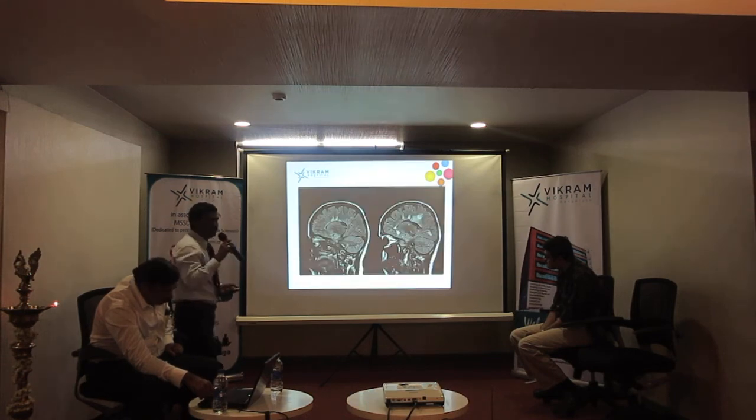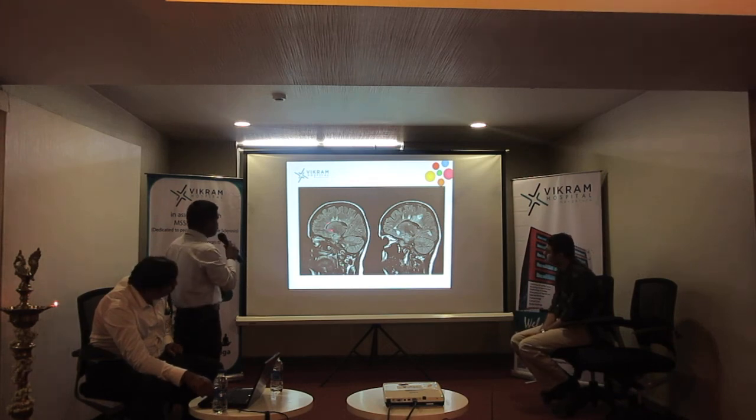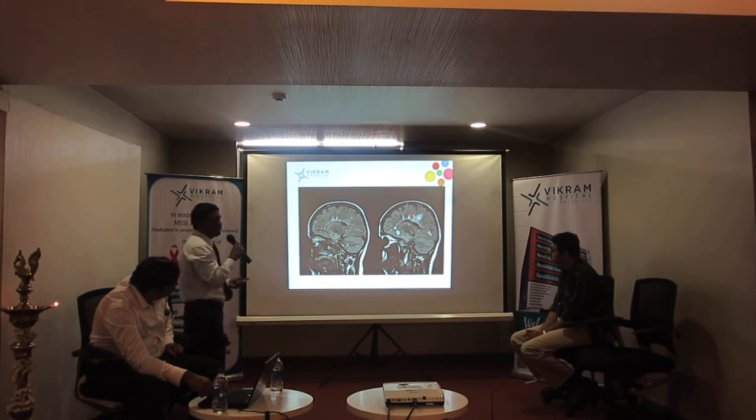And for these multiple lesions, why do we take different sequences? Why does it take so much time? We have to take different sequences, sagittal, coronal, axial, to characterize the lesion, where actually it is present in the brain.